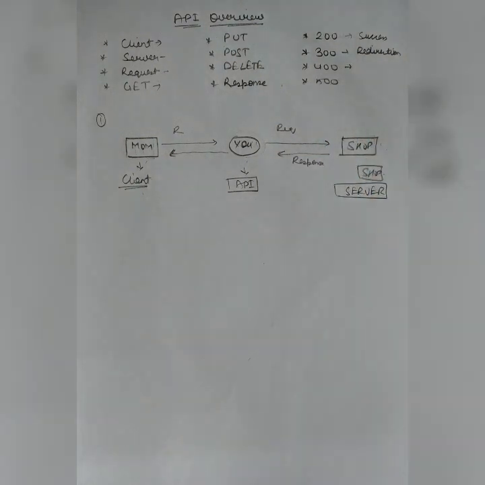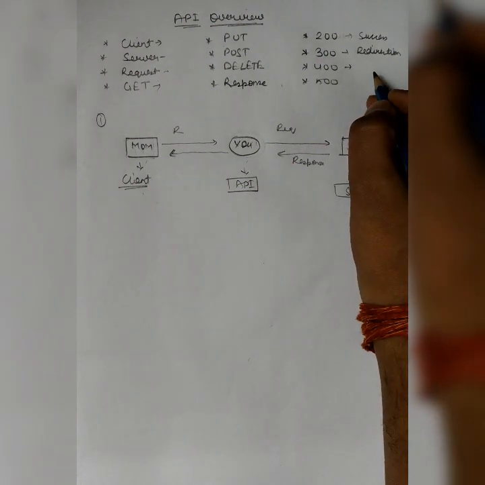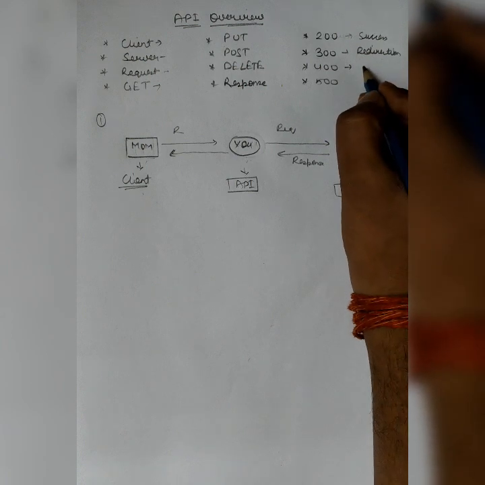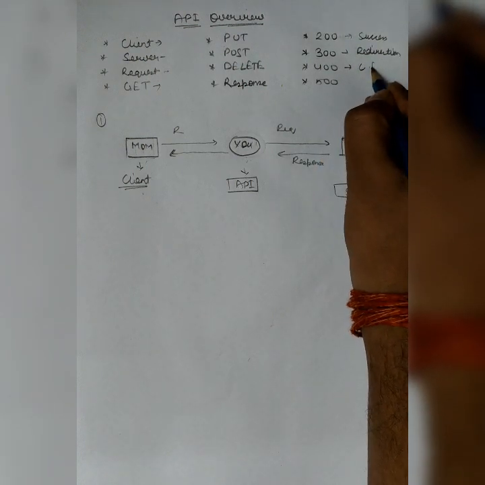In that case, it is basically an error from the client side. Why? Because the server is only accepting a particular kind of data type or language, but our request is not of that data type or that format. So if any error is there from the client side, that comes under the 400 response code. Okay, so that is basically a client error.